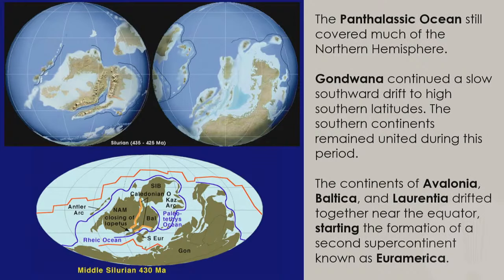Gondwana continued a slow southward drift to high southern latitudes. Southern continents still remained united during this period. The continents of Avalonia, Baltica, and Laurentia drifted together near the equator, starting the formation of the supercontinent known as Euramerica.